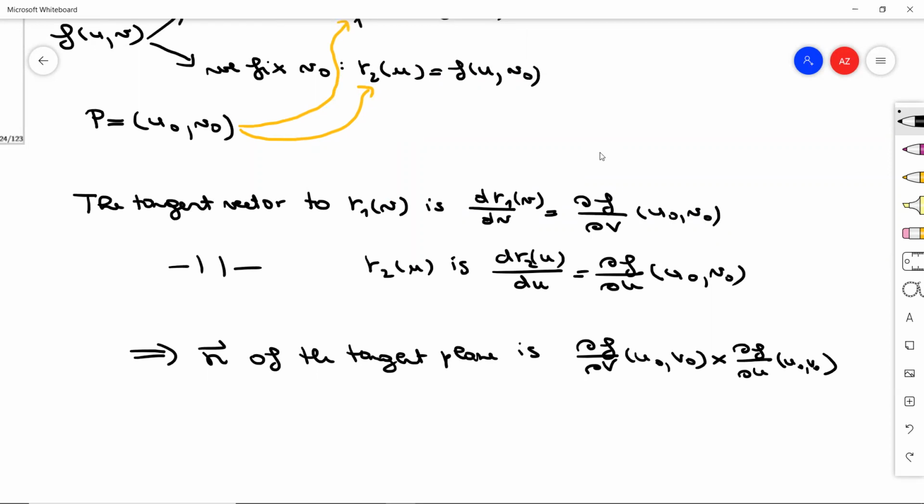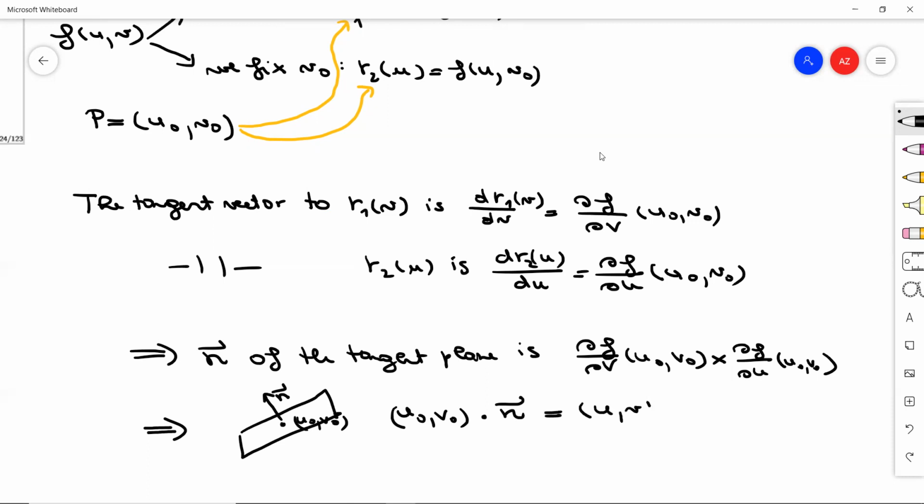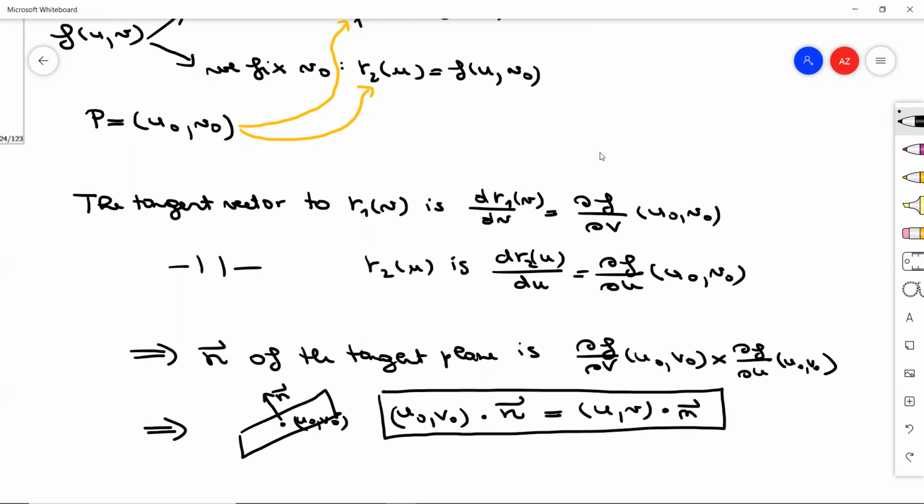So we have the normal, and then the equation of the tangent plane is... we need the tangent plane at the point u naught, v naught. We already know the normal, so all the points will be u naught, v naught, dot product with the normal. This will be u, v dot product with the normal. So this is the equation of the tangent plane. u and v are parameters.